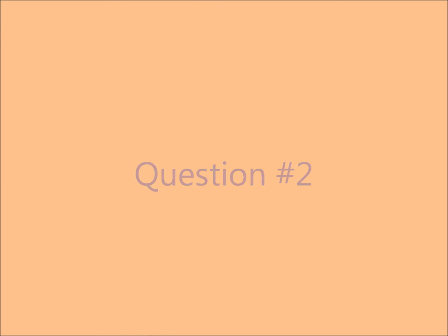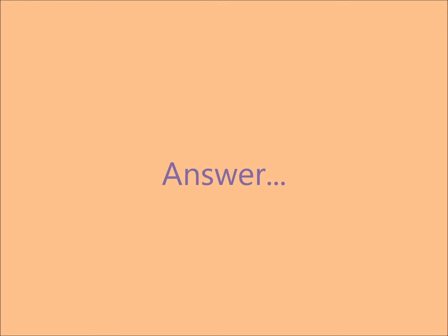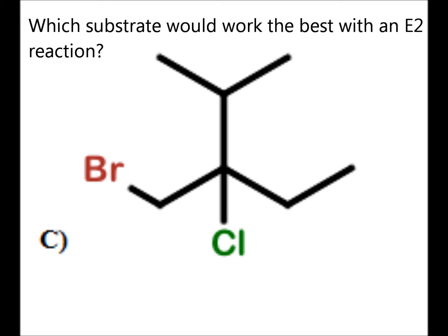Question 2. Which substrate would work best with an E2 reaction? A, primary, B, secondary, or C, tertiary? The answer is tertiary, because steric hindrance prevents a substitution reaction, but allows an elimination reaction because beta hydrogens are easily removed by the base, whereas in a substitution reaction, the nucleophile must attack carbons. Hydrogens are always more accessible than carbons.